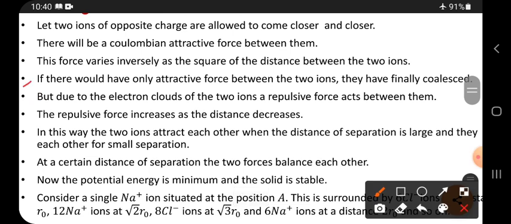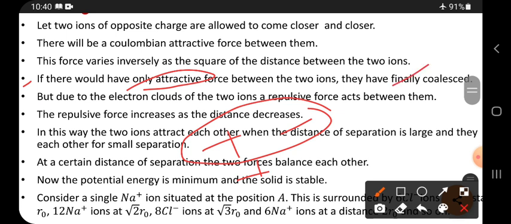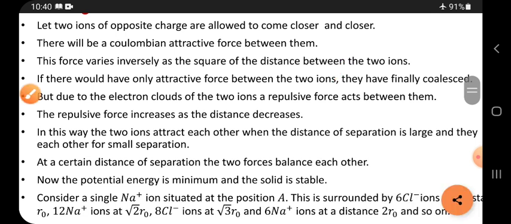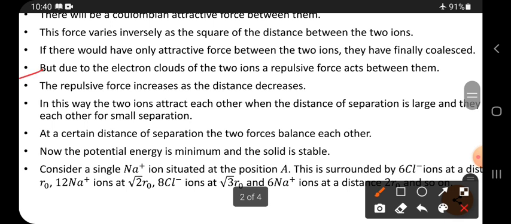If there were only attractive force between the two ions, they would finally coalesce. If only attraction forces are there between the two charges, then what happens? They finally coalesce. Coalesce means they finally meet together, attach, and stick together. But due to the electron clouds of the two ions, a repulsive force acts between them.